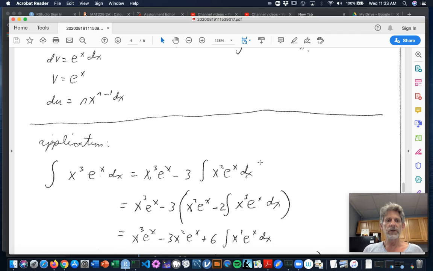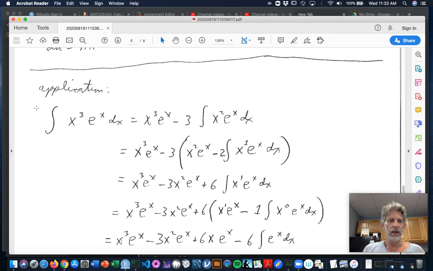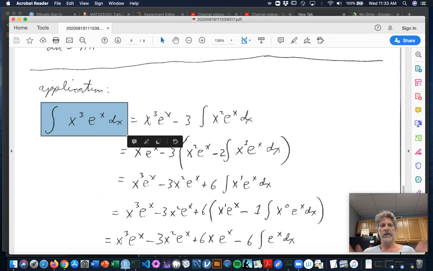So how might you use this? If you get something like the antiderivative of x cubed e to the x dx, you could do integration by parts. You'd have to do it like 3 times to make it work. But you could also use this reduction formula, and that might save you a little time and confusion.